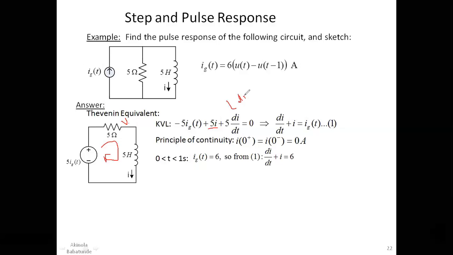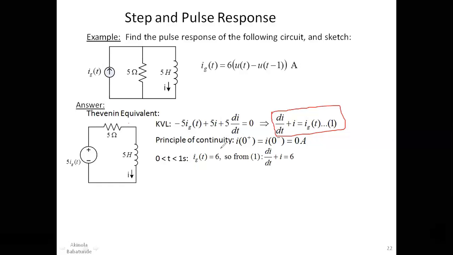If it's L di/dt, what is our L? Our L is 5, so that's how we have this 5 di/dt here. This is IR according to Ohm's law. Then according to Kirchhoff's voltage law, the summation of all the voltages in that loop is equal to 0. When you do that, you can rearrange it and label that equation 1. Once you have equation 1 labeled, the next thing is to begin to analyze from our continuity principle.